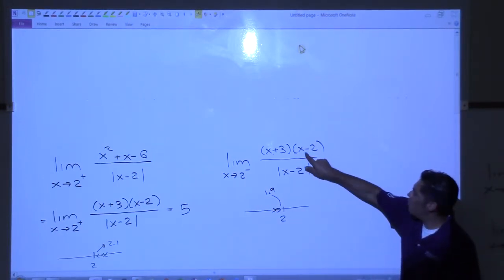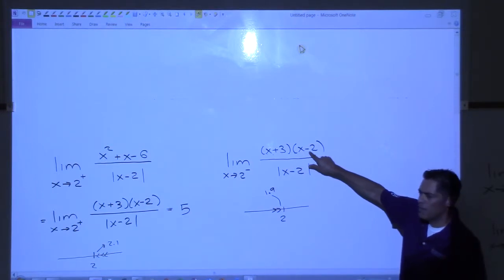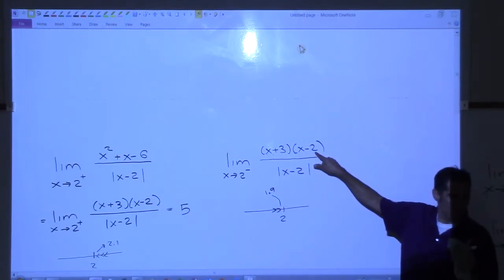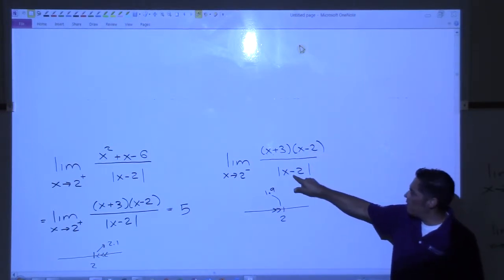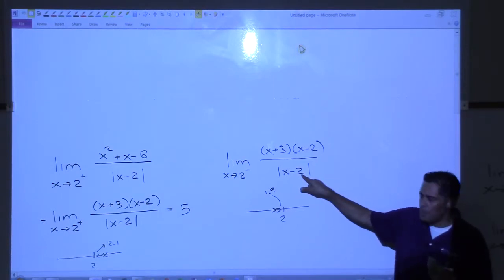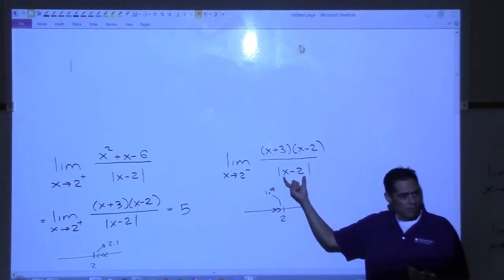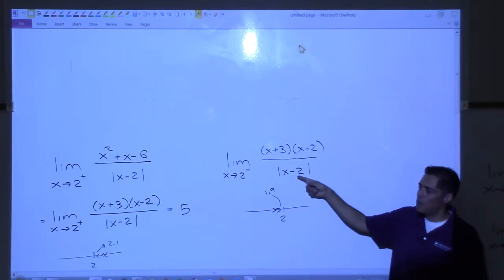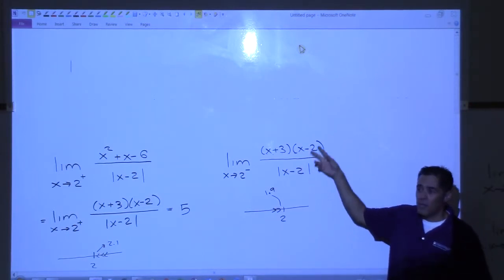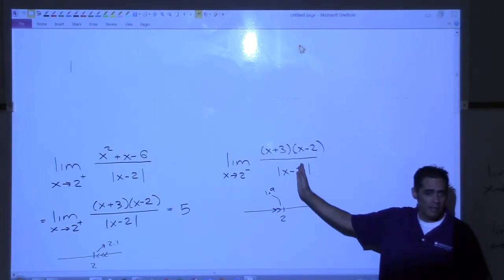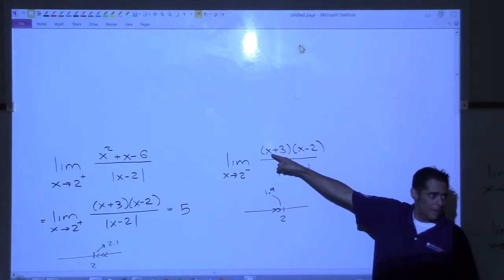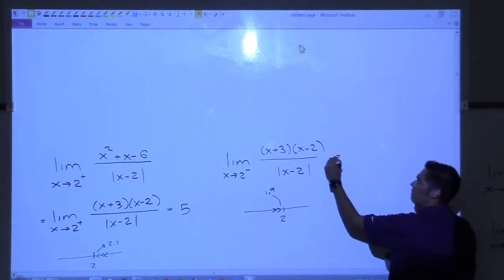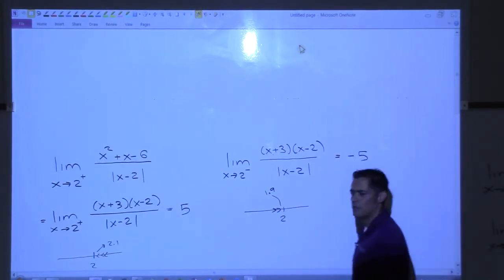If you plug in 1.9 right here, 1.9 take away 2 is going to give you a little negative number, isn't it? And when I do 1.9 minus 2 here, it's going to be a little negative number, but then you're going to take the absolute value. So these two numbers will be the same, but they'll be opposite in sign. So you'll get a -1. So this time it turns into a -1, and that one stays a 5. So your answer here should be what? Negative 5. See the difference?